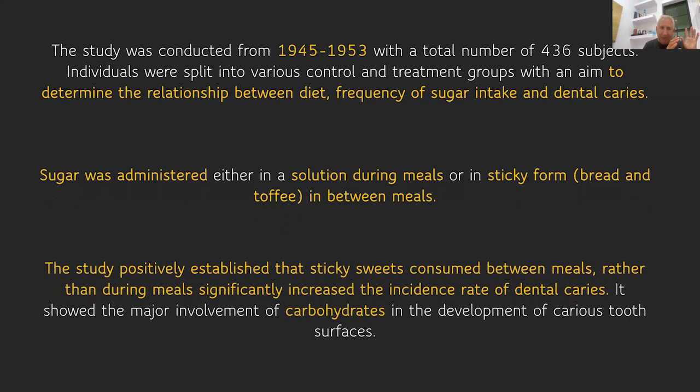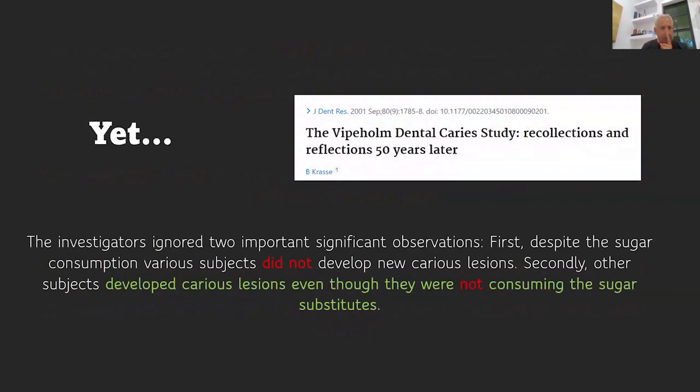And the study positively established that sticky sweets consumed between meals rather than during meals more significantly increased the rate of dental caries due to carbohydrates. Yet, the investigators ignored two huge issues. The first was, despite the sugar consumption of various subjects, they did not develop carious lesions.